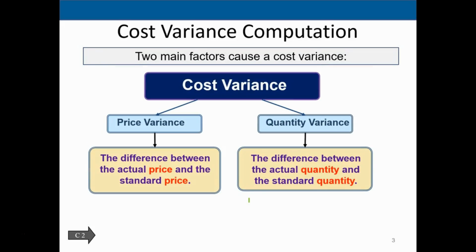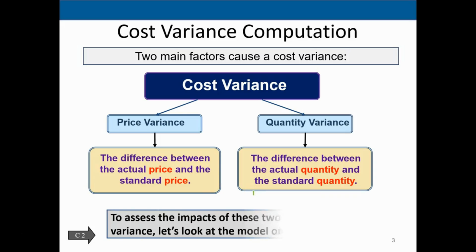So let's do a calculation on this. We're going to take a look at the calculation in this format. We're going to break up the total variance into its two components, once again, the price and the quantity. So let's say that there was a difference or a variation in the amount we paid for materials. The question then is, what is that due to? Is it because the price was different? Did we pay more for the materials than we should have? Or is it because we used more of them in the production? So the price variance is the difference between the actual price and the standard price. And the quantity variance is the difference between the actual quantity and the standard quantity.